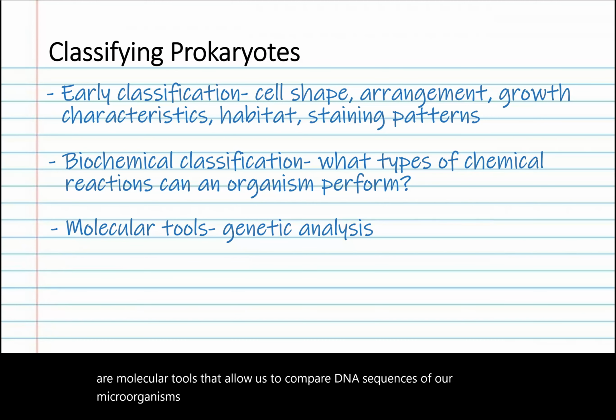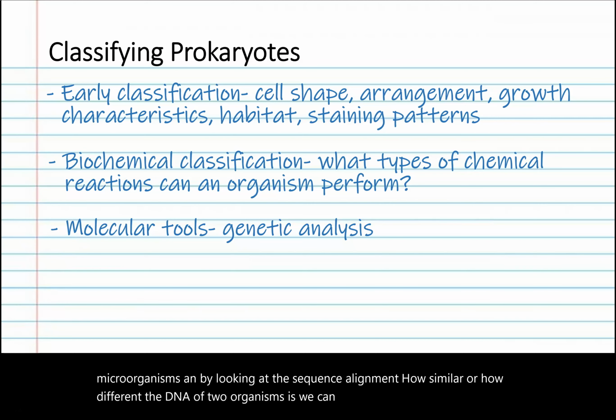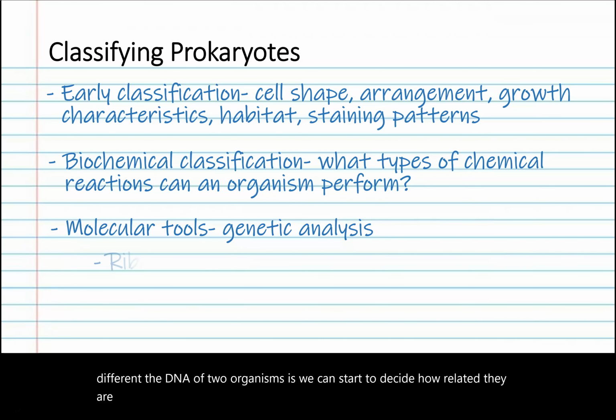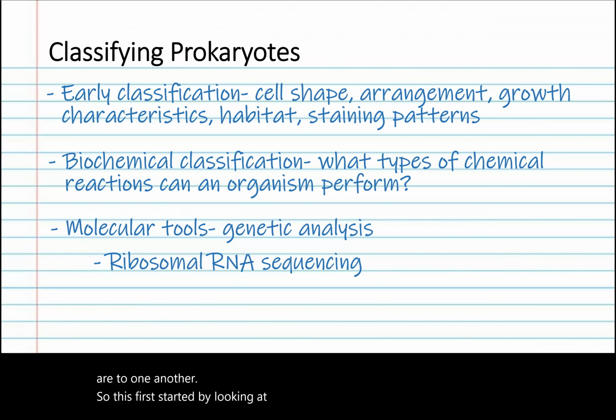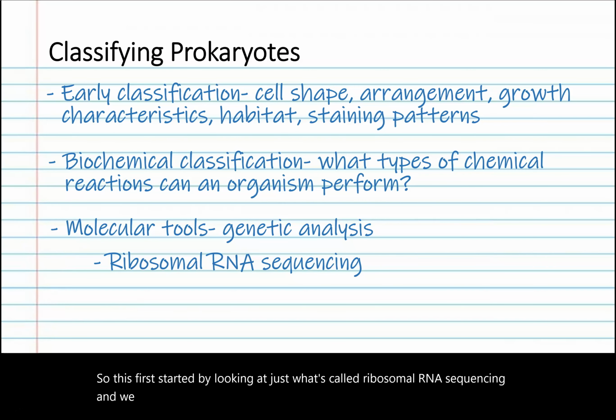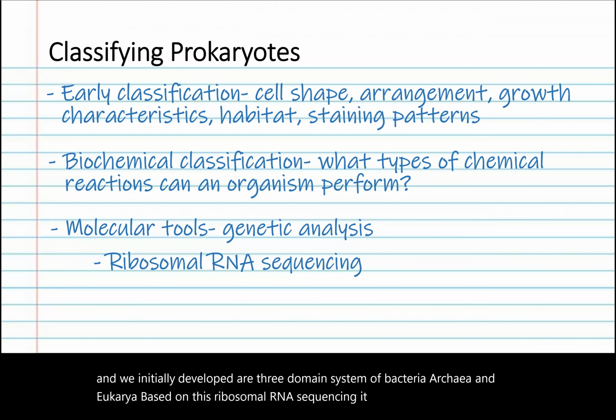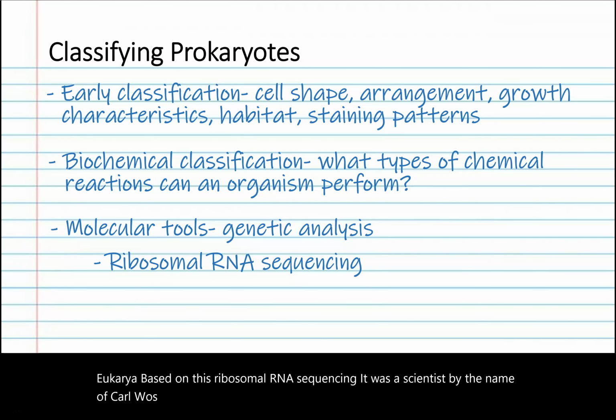And by looking at the sequence alignment, how similar or how different the DNA of two organisms is, we can start to decide how related they are to one another. So this first started by looking at just what's called ribosomal RNA sequencing. And we initially developed our three-domain system of bacteria, archaea, and eukarya based on this ribosomal RNA sequencing. It was a scientist by the name of Carl Woese who proposed this system for us.